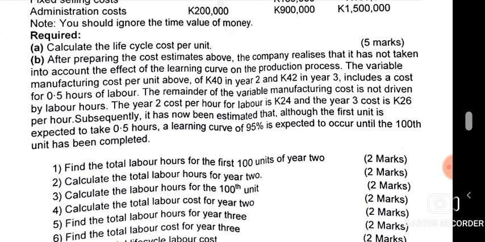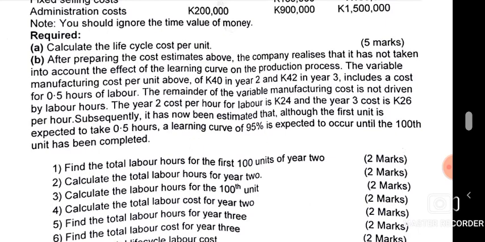That's the individual time. So those are the hours. Unless they said total, you would have started multiplying times 100 to get everything for 100, but they just said for the 100th, so that's the individual 100th unit. What is its time? From what we did in part 2, 0.33. That's the answer. Number 4, calculate the total labor cost for year 2.